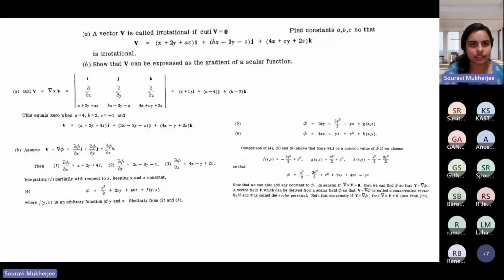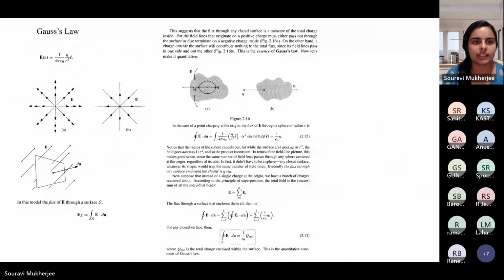Right. So clear till here, right? To everyone? Anybody has any question regarding gradient, divergence and curl? Okay, so if not, then let's move forward to Gauss's law.